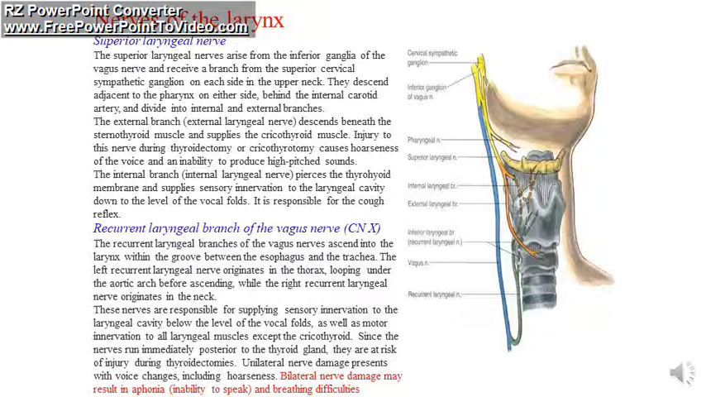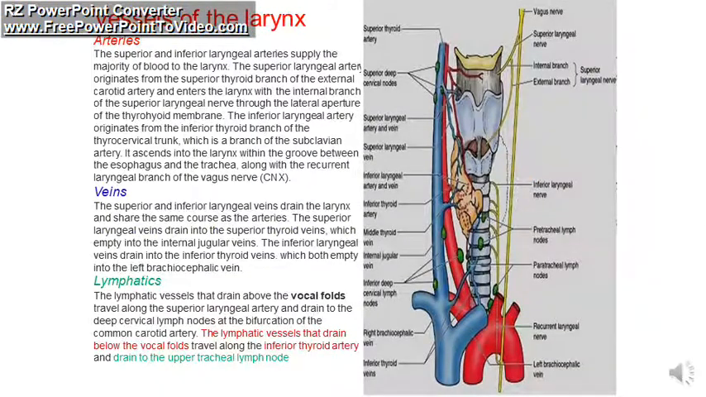So this is the nerve of the larynx, as we said before: the superior laryngeal nerve and the recurrent laryngeal branch of the vagus nerve. The vessels of the larynx are from the external carotid artery, and the veins, the superior and inferior laryngeal veins, drain the larynx and share the same course as the arteries.